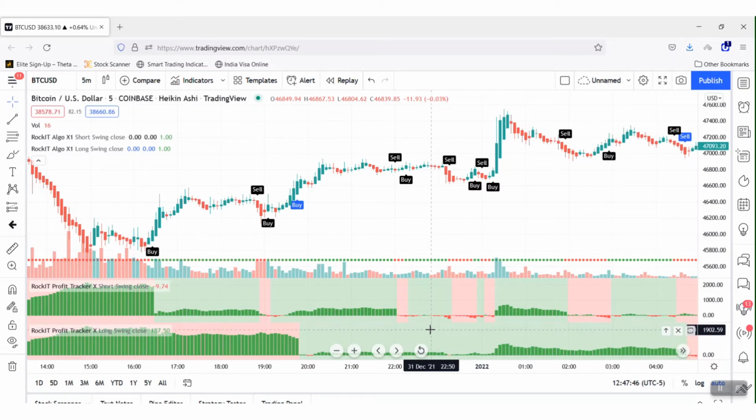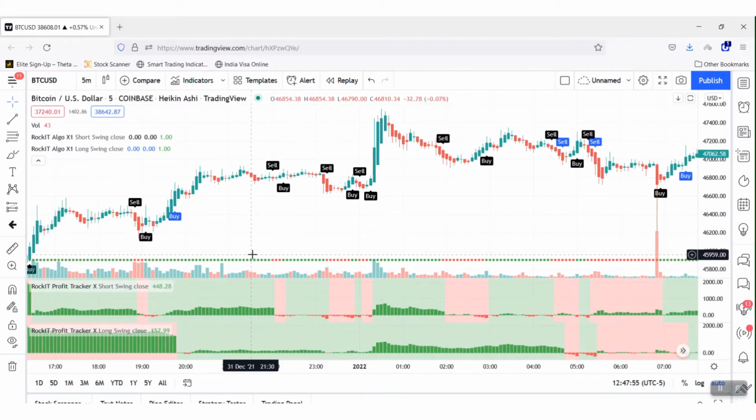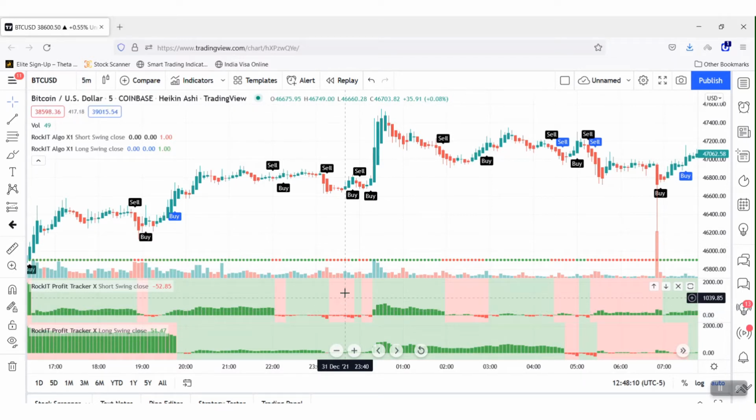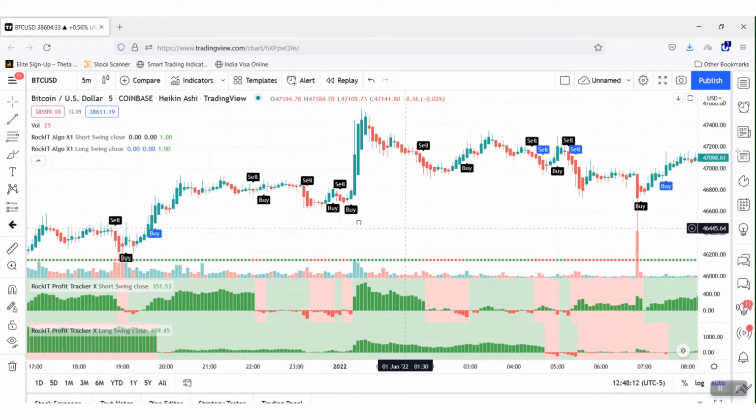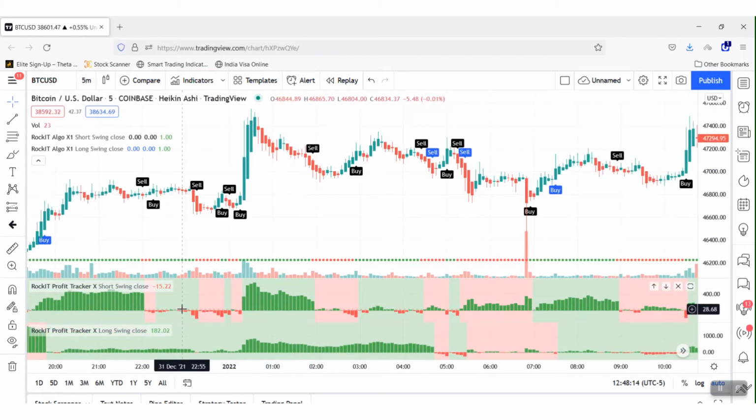Okay. Now, what we mean by 90% plus probability of profit is that either the short swing or the long swing will be in a profit zone. So there'll be a green bar either in the top profit tracker or the bottom tracker, or both of them at the same time. Now, when there is a loss realized in either one of those, you will see 90% plus of the time that either the short swing or long swing will be in a profit zone, thus compensating for your losses in the other signal.